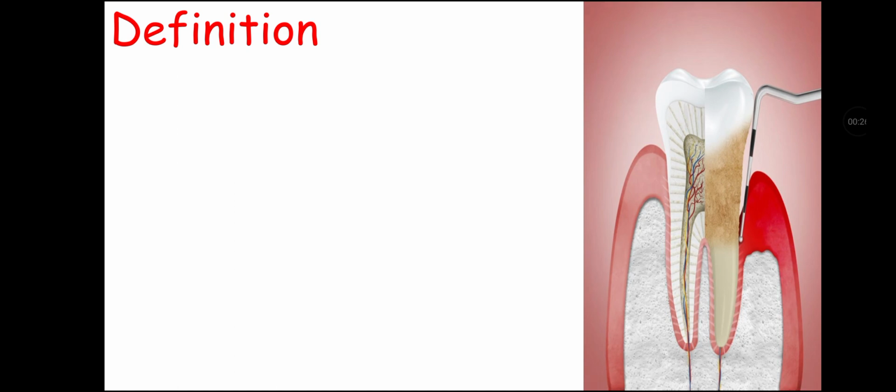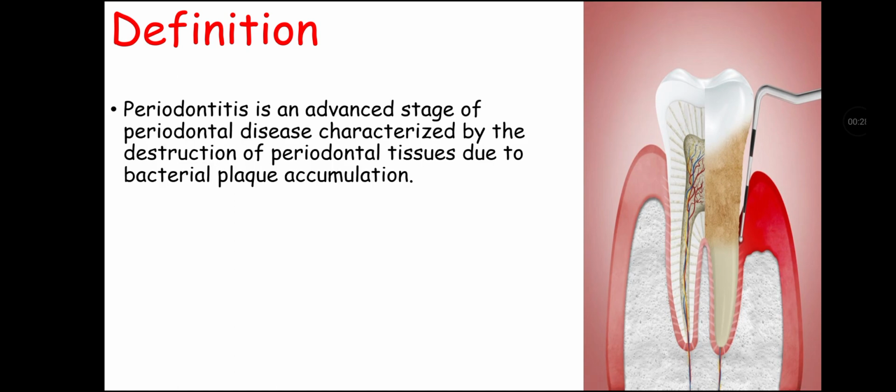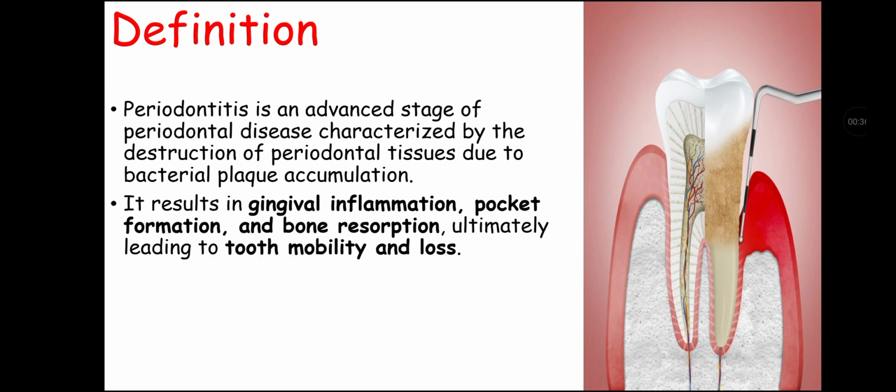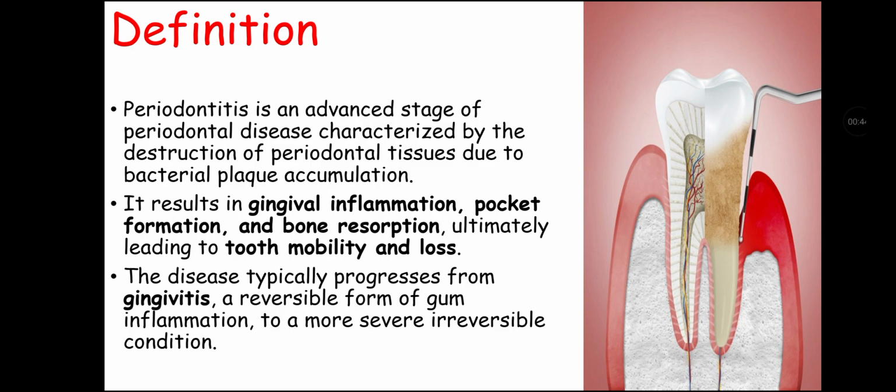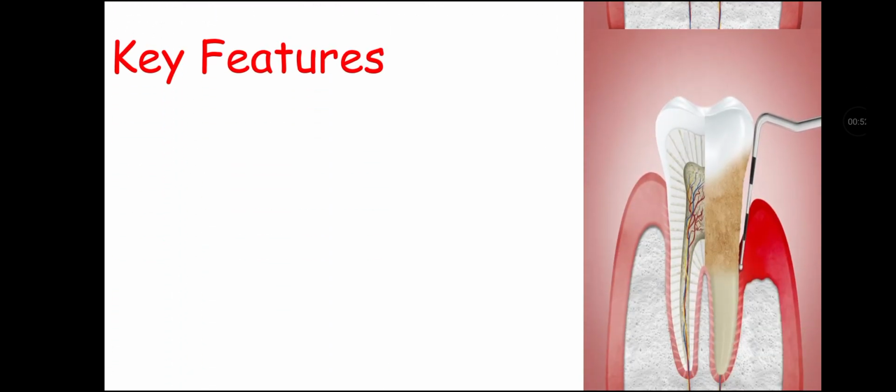Now let's talk about definition of periodontitis. Periodontitis is an advanced stage of periodontal disease characterized by destruction of periodontal tissues due to bacterial plaque accumulation. It results in gingival inflammation, pocket formation, and bone resorption, ultimately leading to tooth mobility and loss. The disease typically progresses from gingivitis, that is a reversible form of gum inflammation, to a more severe irreversible condition.